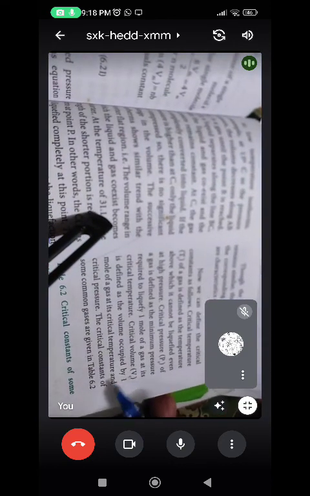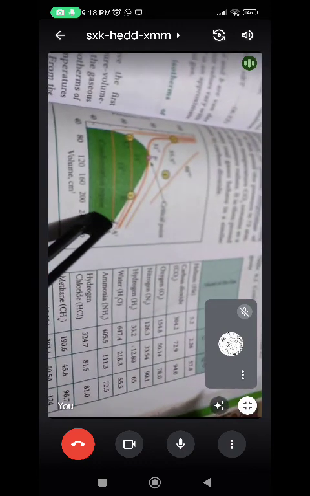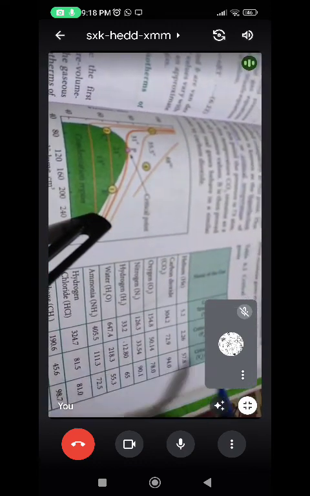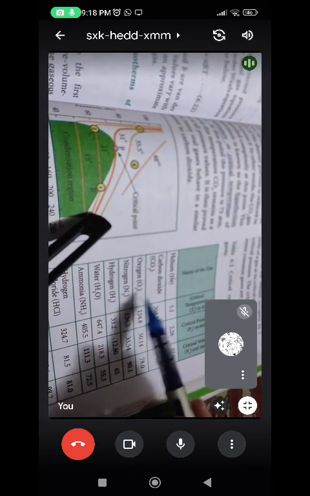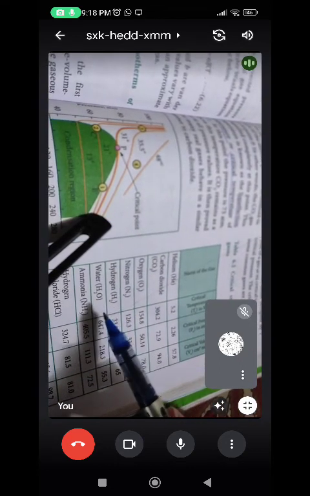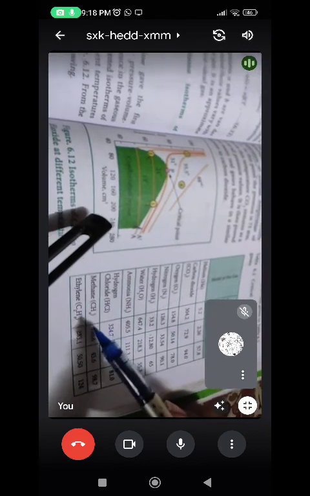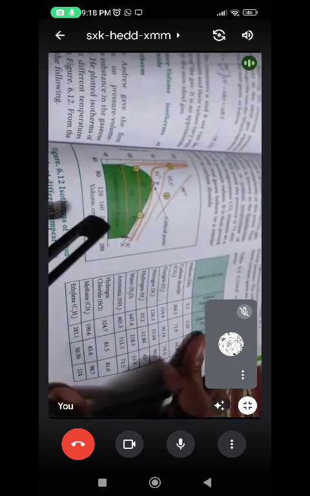So the critical constants of some common gases are given in the table. So here you can see for helium, carbon dioxide, oxygen, nitrogen, hydrogen, water, ammonia, hydrogen chloride, methane, ethylene கொடுத்திருக்கு. இதெல்லாம் just for information sake data they have given.